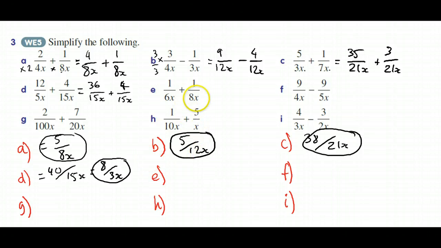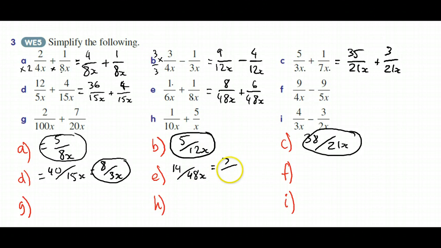Alright, in E, we've got 6x and 8x. Lowest common multiple is 48x for both of those. Multiply this by 8, and so that's 8. Multiply this by 6, and so that's 6. And we get 14 over 48x. Now they're both even numbers, so we can divide that top one by 2 and get 7. Divide the bottom one by 2 and get 24x.